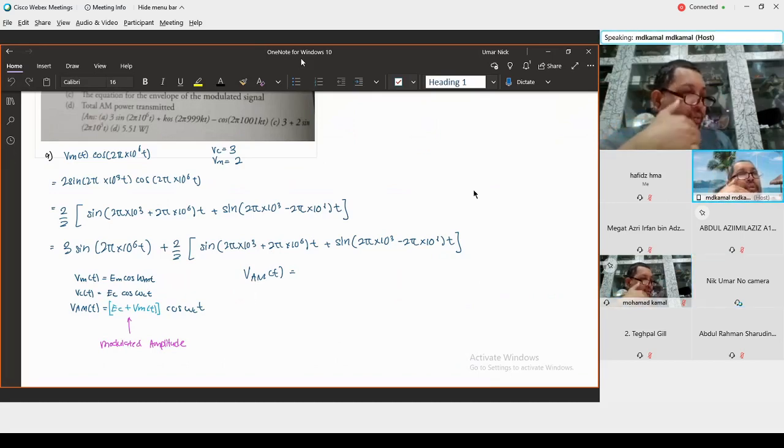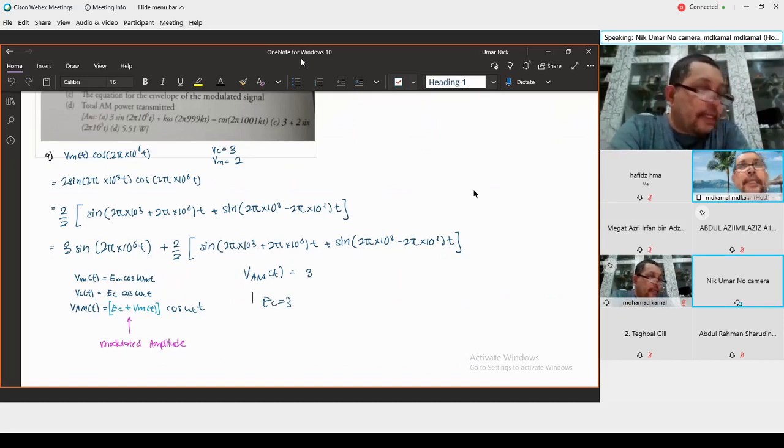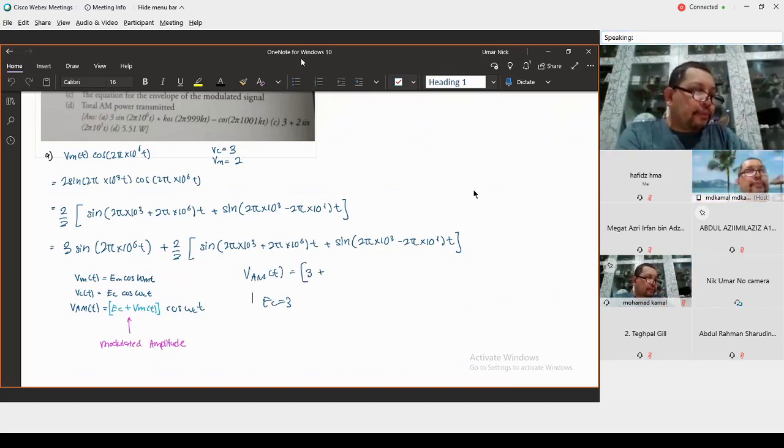You have the EC, you know, VMT, you know as well. Sine omega CT, you know as well. All right? So you just put it into that equation so you can find the answer. So is EC equal to 3? Is EC equal to 3 for this question? Yeah. Okay. All right.